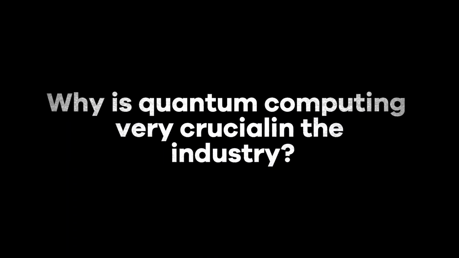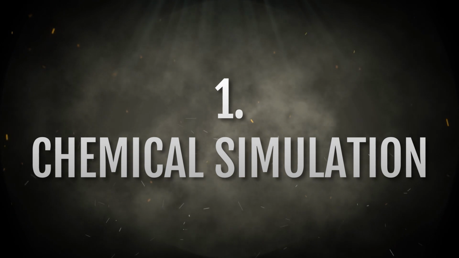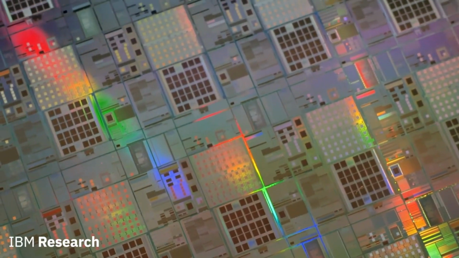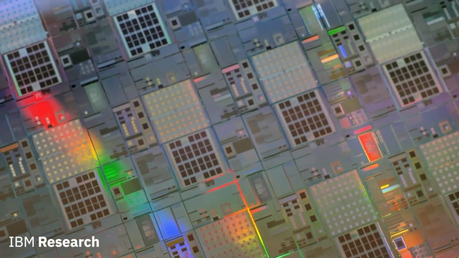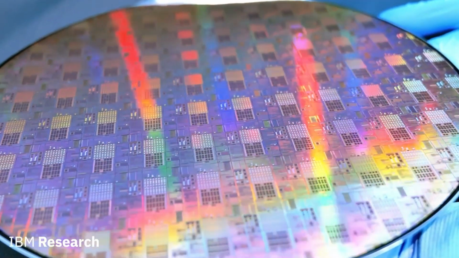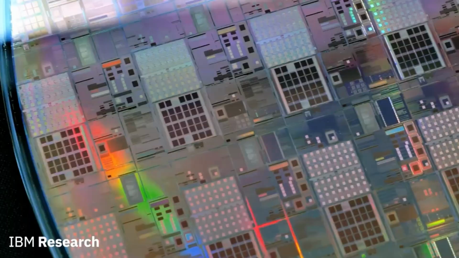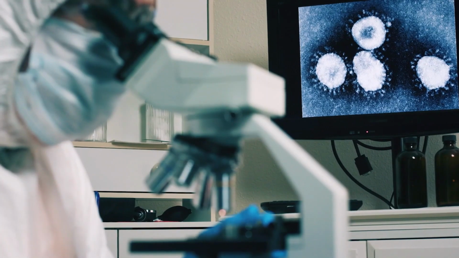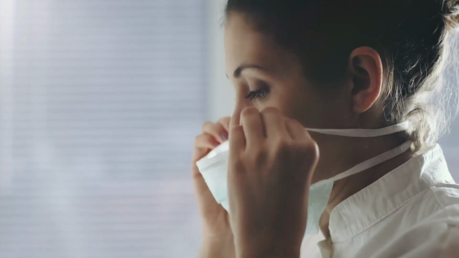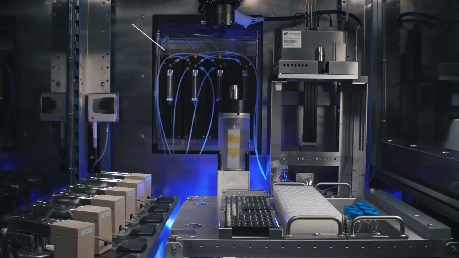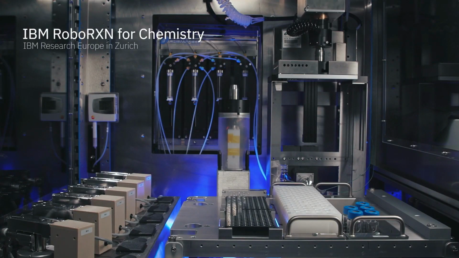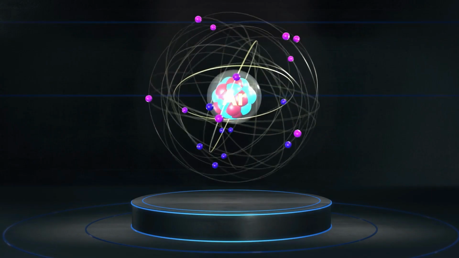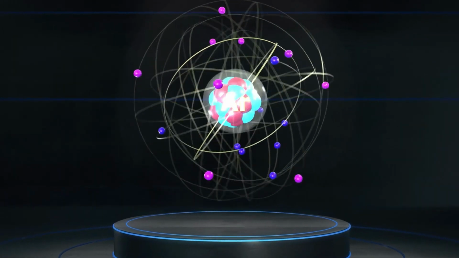Why is quantum computing very crucial in the industry? Number one, chemical simulation. The application of quantum computing in the field of chemical simulation has the potential to bring about a number of benefits and a significant improvement in the process. Using this increased computational power, scientists may be able to investigate molecular structures that are larger and more complex. This would enable them to achieve simulations of chemical systems that are more accurate and detailed.